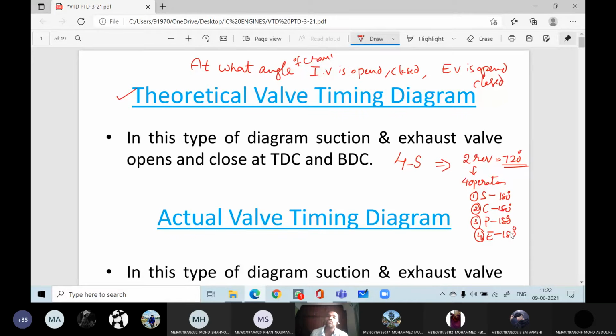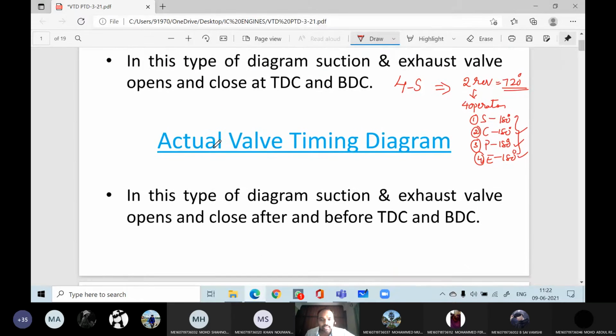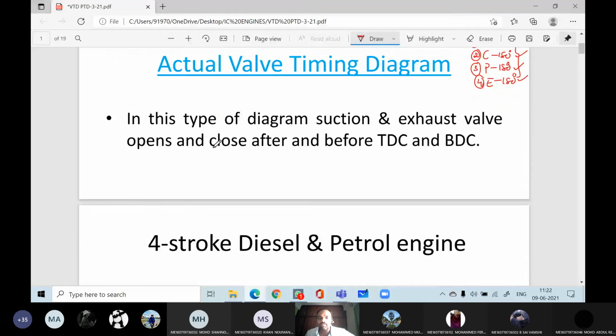This is according to the theoretical or ideal case. According to the theoretical one, the suction stroke is for 180 degrees of crank revolution, that is half a revolution of the crank, and compression is for 180 degrees, power or expansion is also 180 degrees, and exhaust is also 180 degrees. But in the actual case, it is not happening. How it will be, we will see. But in the actual case, what is happening?